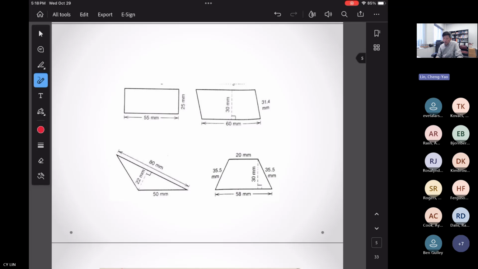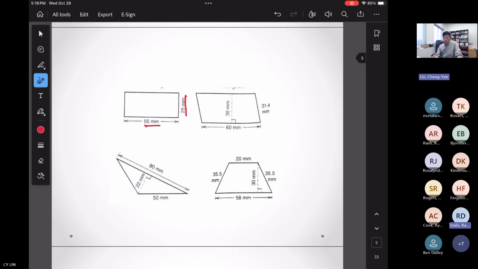Before you do it, let me ask you. For this problem, 55 millimeter and 25 millimeter, which one is the base? 55, yes. If you choose this 55 as the base, what's the height? 25 millimeter. 25, at 90 degrees, right? So therefore, yes.